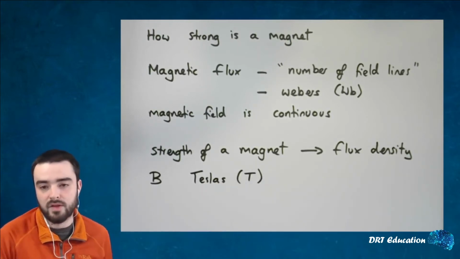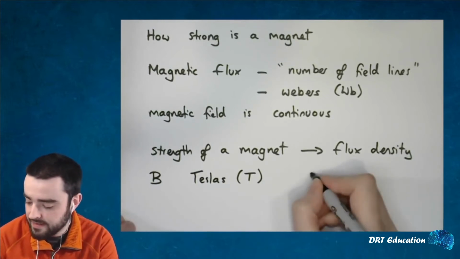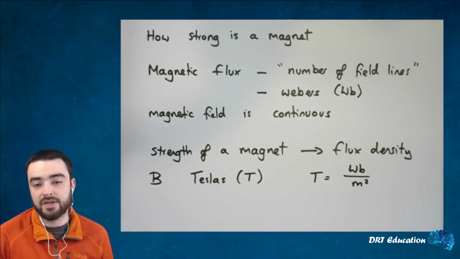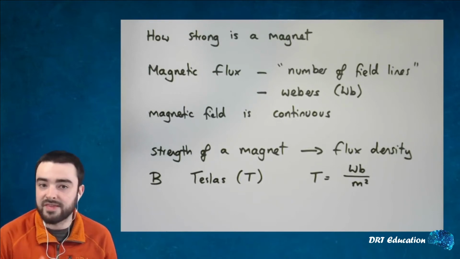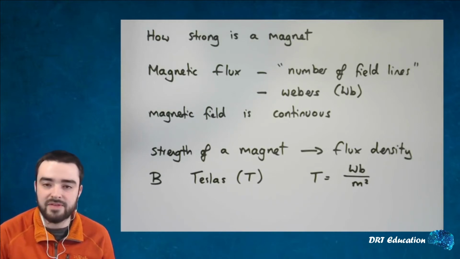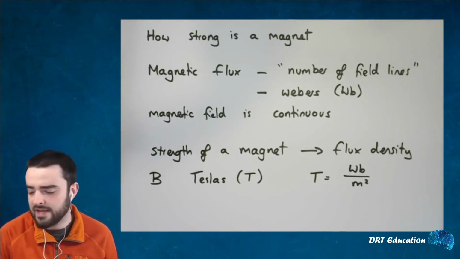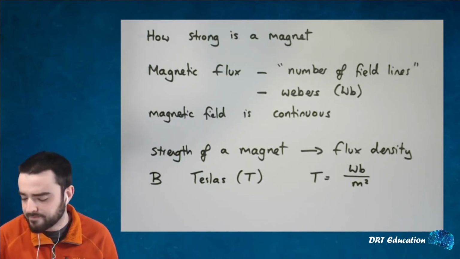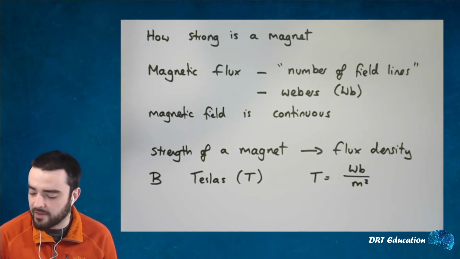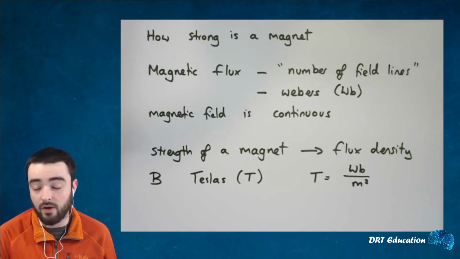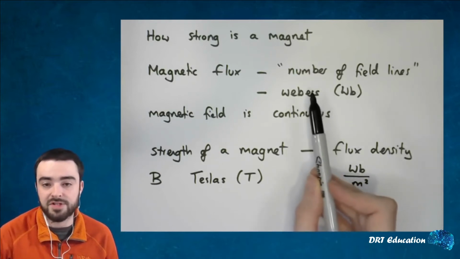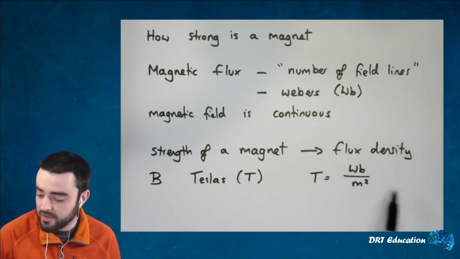Or Tesla. Okay. And a Tesla is Webers per meter squared, because it's just the density of the flux, but this is the flux cutting through an area. So although with density you might be thinking, oh, that needs to be meters cubed, 3D, no, this is going through an area. Okay, so that's how strong a magnet is. We need to be thinking about the flux density of the magnetic field that's being produced. And flux density is the number of flux lines, which are representations of the magnetic field, per unit area.